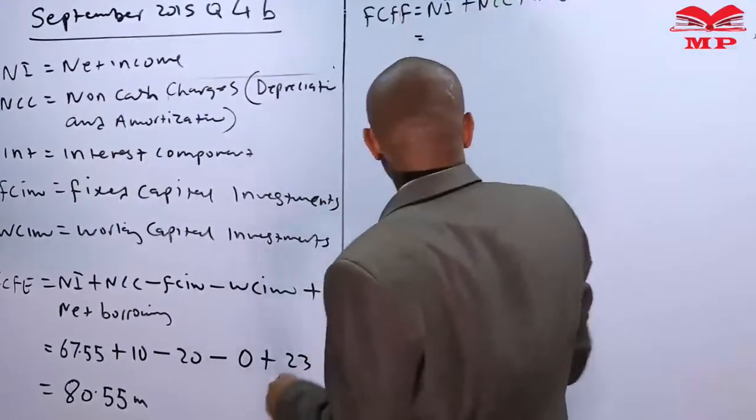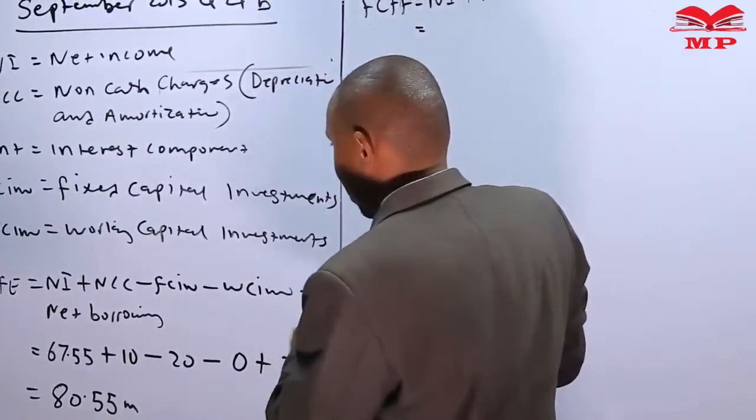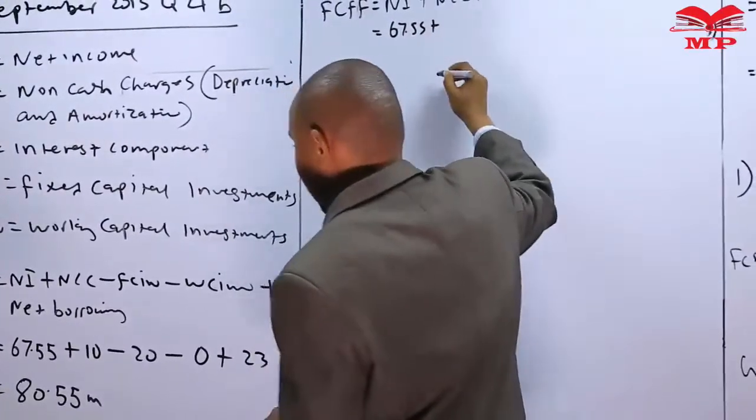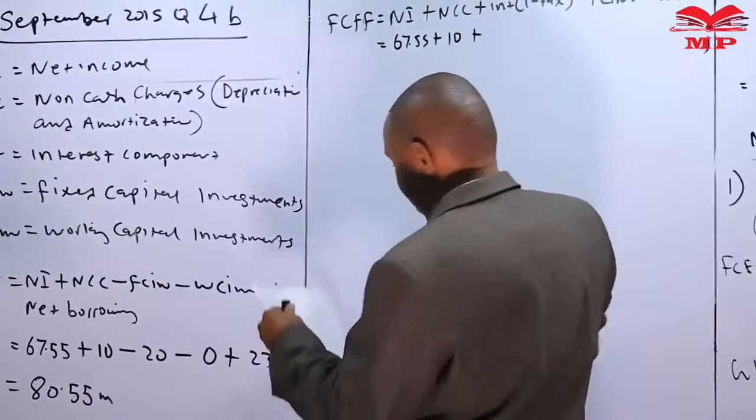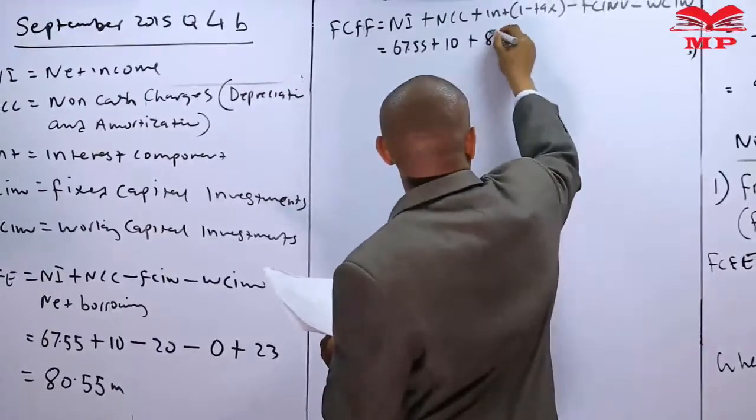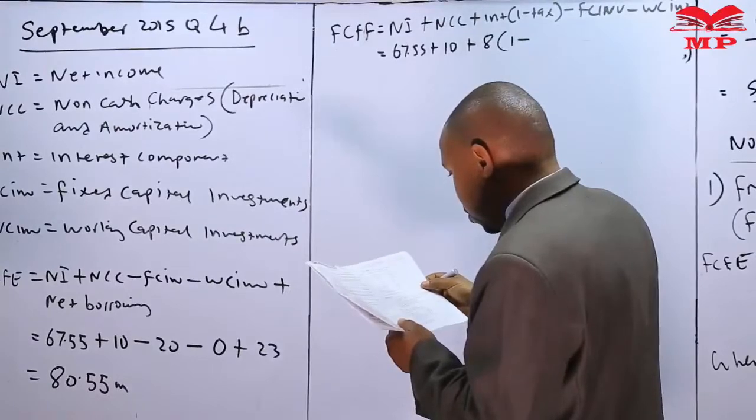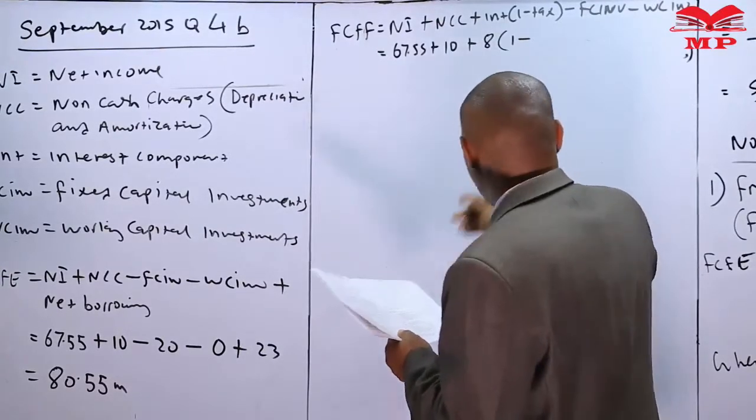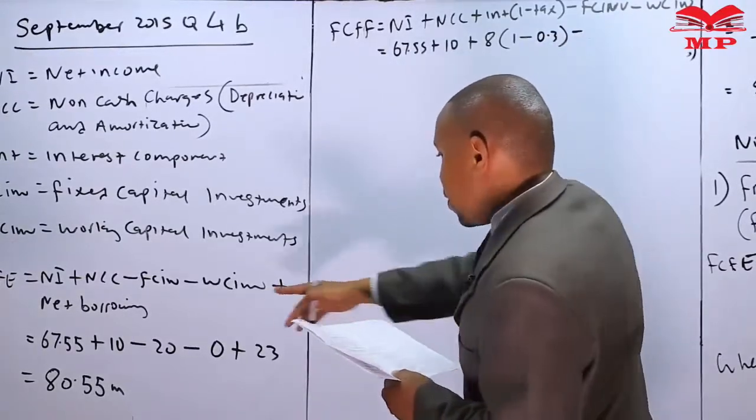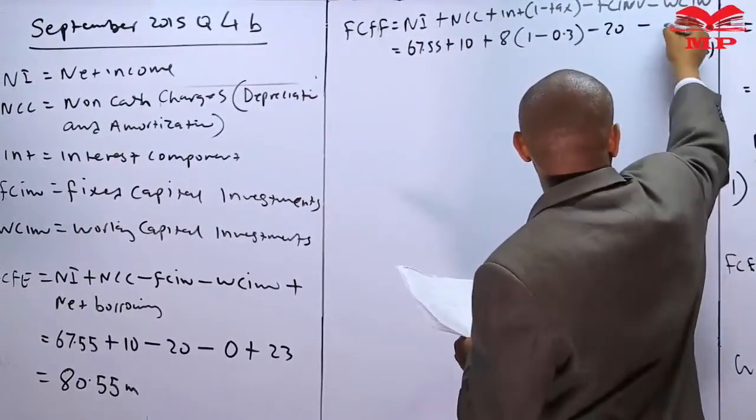So we try and identify the inputs. I've explained all of the inputs there, so we don't need to explain them again. We try and slot them in. So we have the net income as 67.55 plus non-cash charges 10 plus, do we have an interest component? Yes, we have an interest expense of 8, times 1 minus the tax rate. Have we been given the tax rate there? We've been told the tax rate is 30% up there, 0.3, minus fixed capital investments. In this case, the fixed capital investments is 20 million. Minus working capital investments is 0.